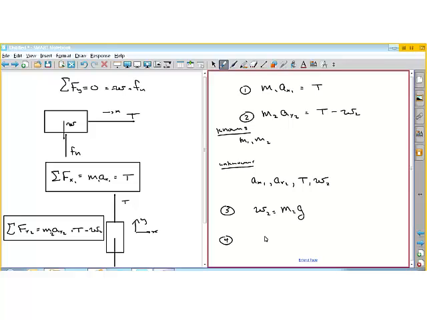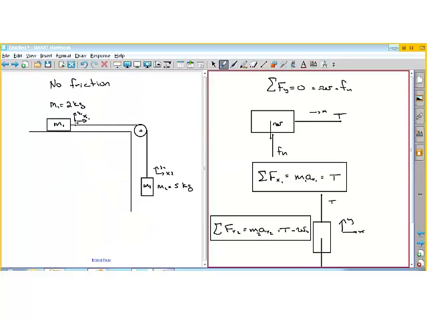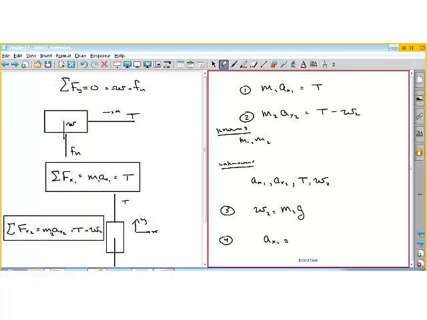The fourth one is that because these two objects are connected by a rope, the acceleration of this has to be the same as the acceleration of that, even though they're in different directions. One thing you have to be careful about is the sign. When this moves from left to right, which is positive x, this one goes down, which is negative y. So a sub x1 is equal to negative a sub y2.